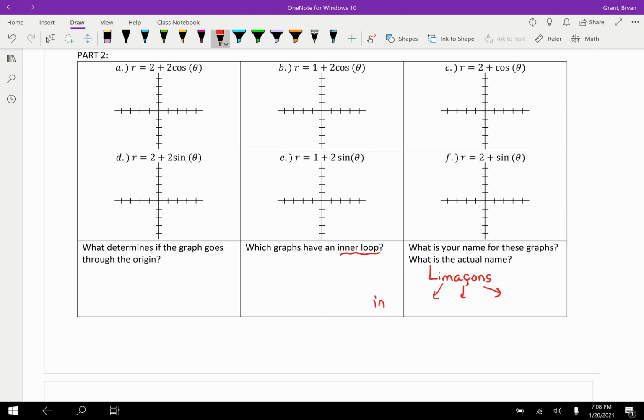So you have one that has an inner loop, no inner loop, and a cardioid.